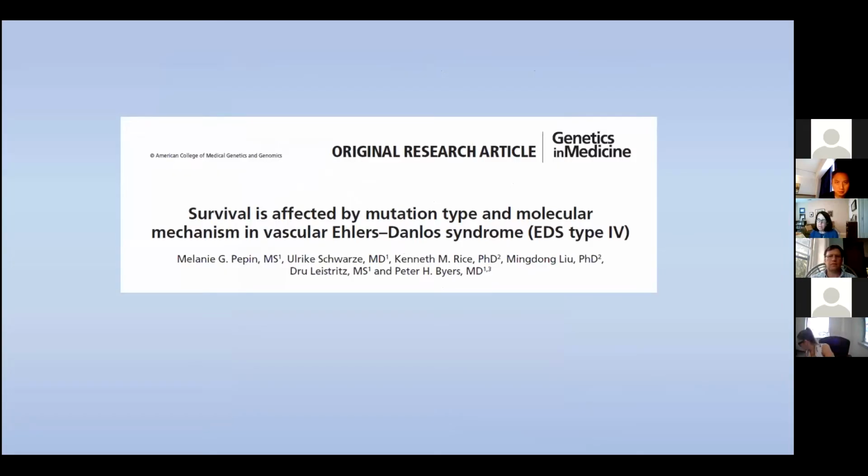So variants that cause loss of an allele will have a more mild phenotype than variants that are missense variants and cause changes in the sequence of the protein, particularly for substitutions in the triple helical region of the collagen.